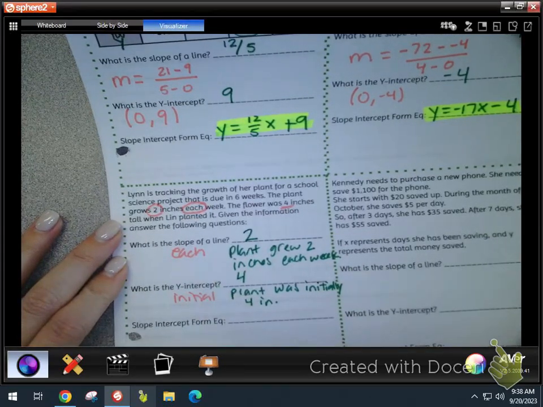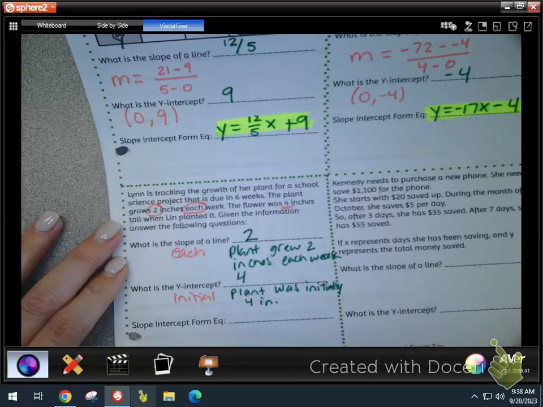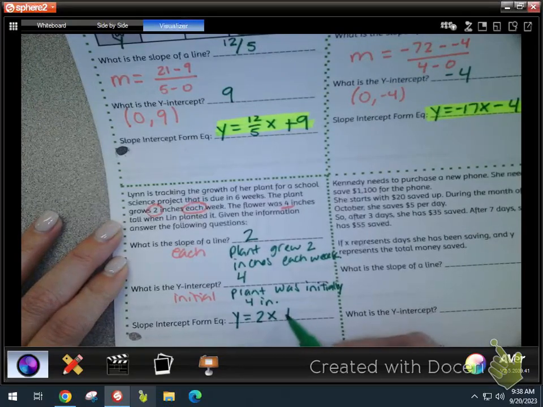You know your slope. You know your y-intercept. y equals 2x plus 4. Donezo.